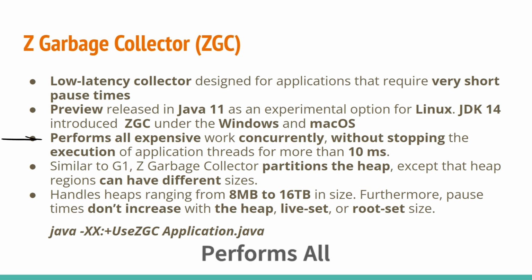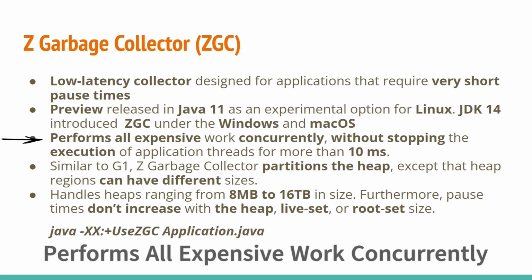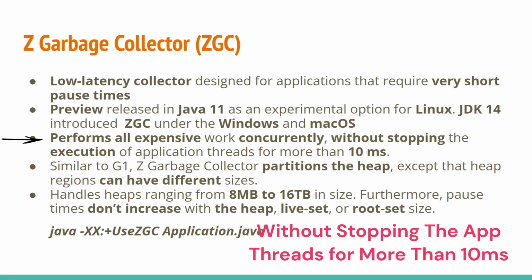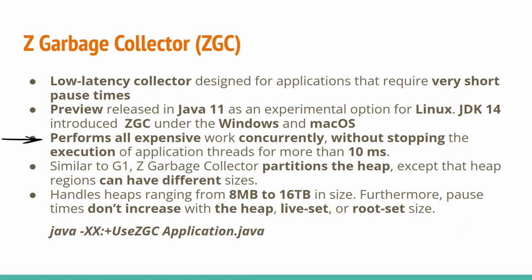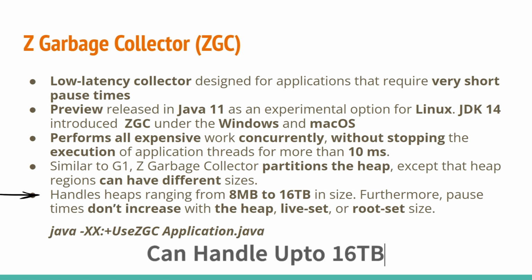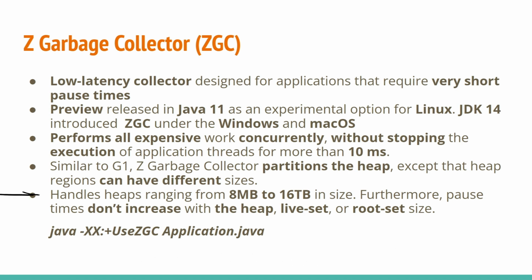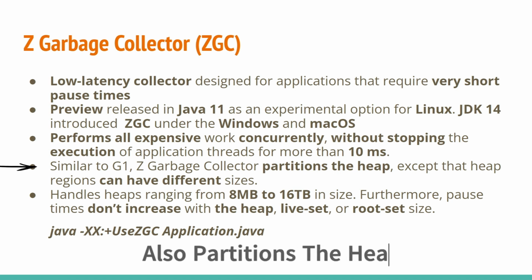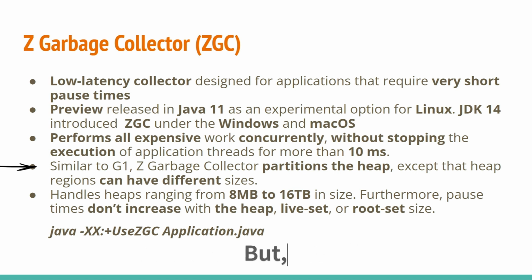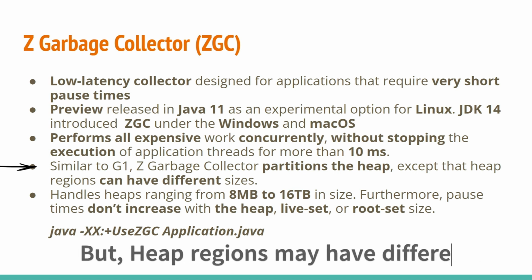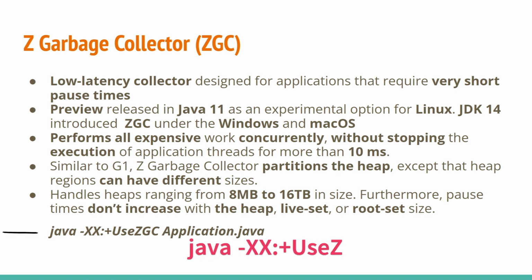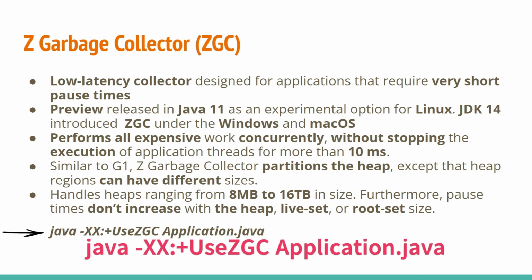ZGC performs all expensive work concurrently without stopping the execution of the main application thread for more than 10 milliseconds, which makes it suitable for applications that require low latency. It also handles heaps ranging from 8 MB to 16 TB in size. Furthermore, pause times don't increase with the heap, live set, or root set size. Similar to G1, Z garbage collector partitions the heap, except the heap regions can have different sizes. If you want to use ZGC, you need to pass -XX:+UseZGC as a command line parameter.